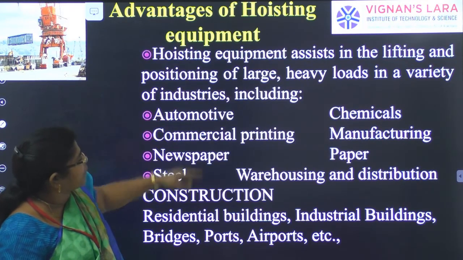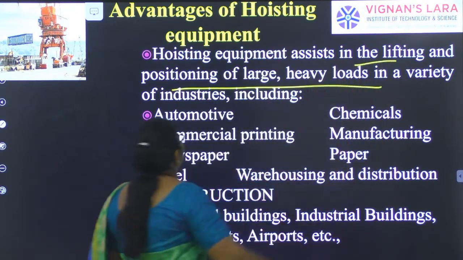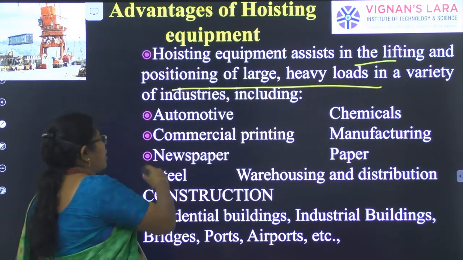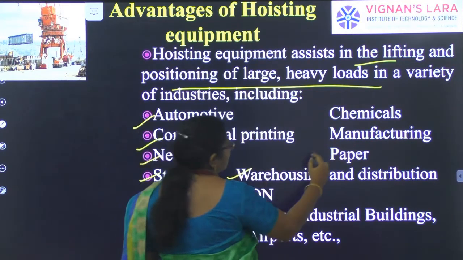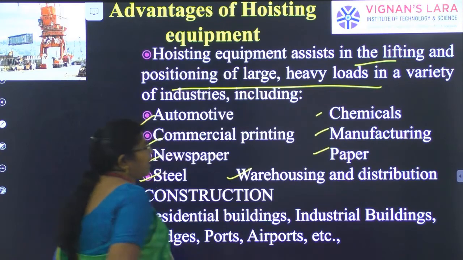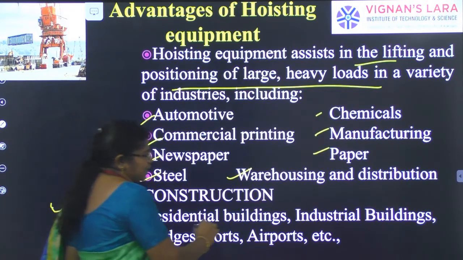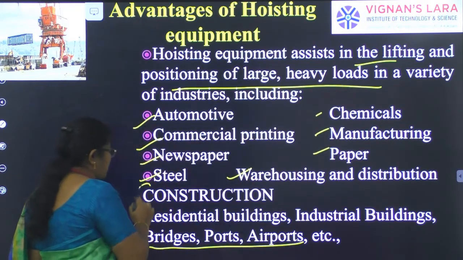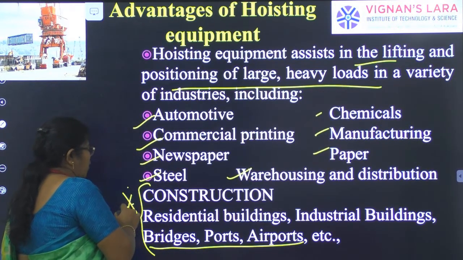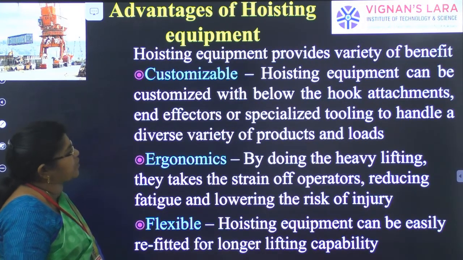So hoisting equipment assists in the lifting and positioning of large heavy loads in a variety of industries, including automotive, commercial, newspapers, steel, warehouses, paper, manufacturing, chemicals, and also in construction. In the construction of residential buildings, industrial buildings, bridges, ports, airports, etc., we are using this hoisting equipment. This hoisting equipment provides a variety of benefits.